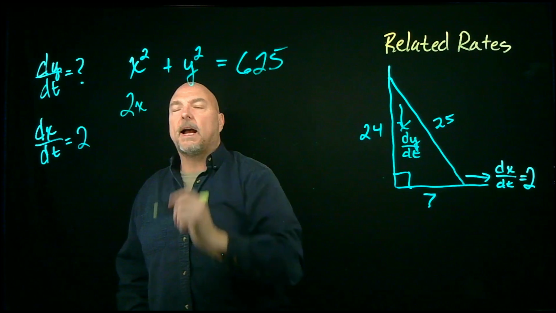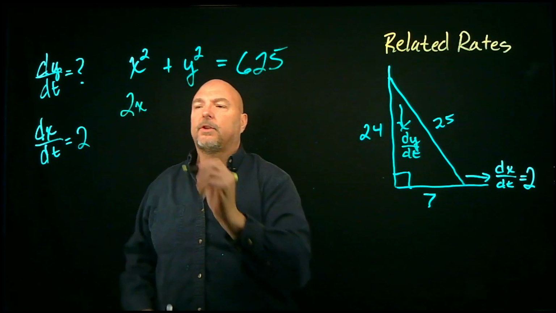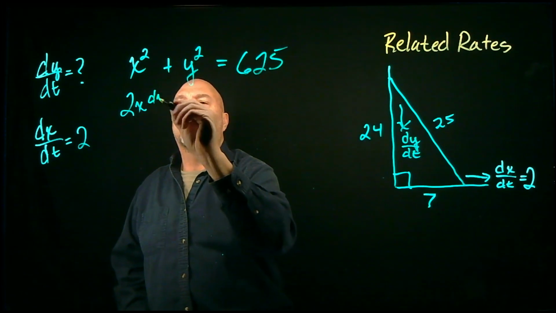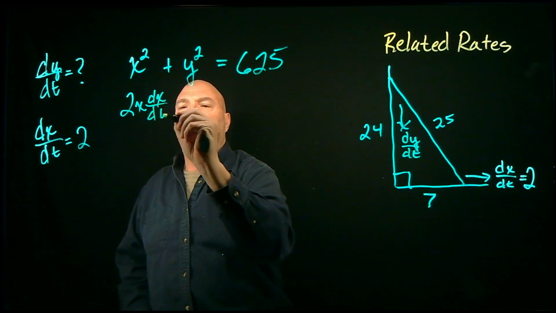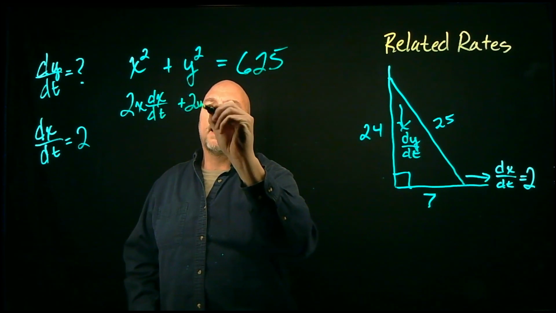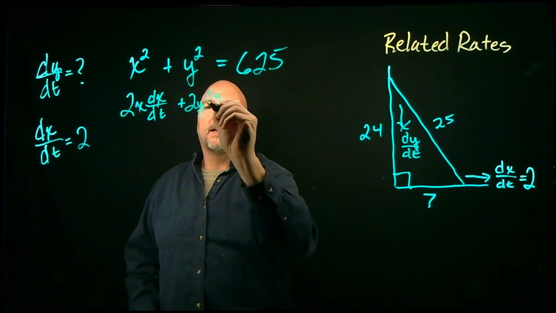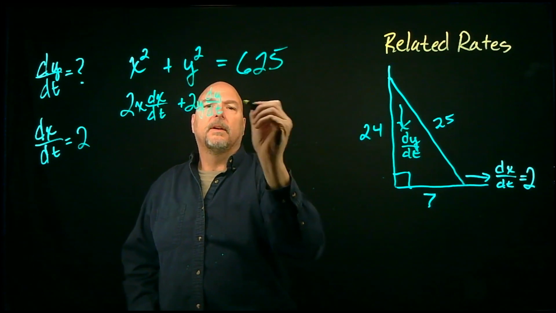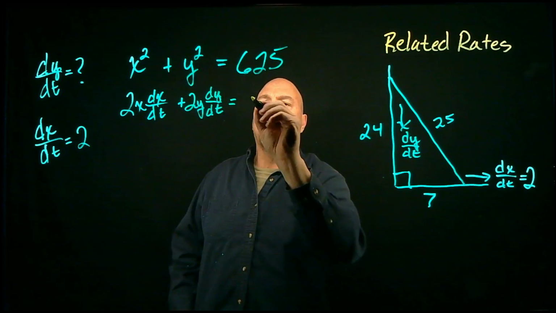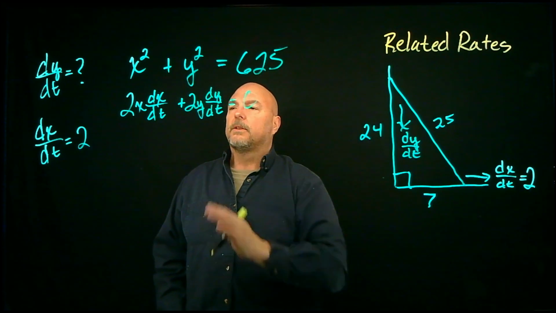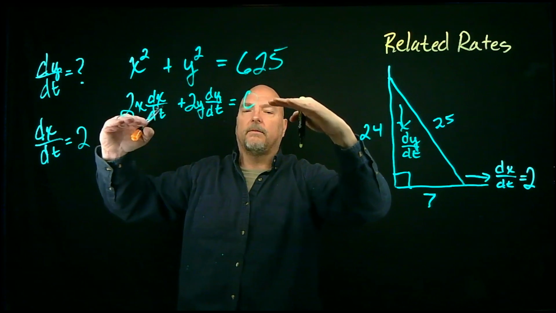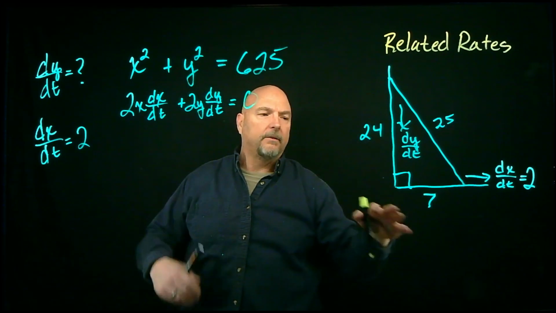So I'm going to have 2x. If I differentiate x squared, I have 2x, and then it's dx/dt. All right, next I have 2y dy/dt. And the derivative of a constant, the derivative of 625, well, that's going to be 0. So now I'm going to make my substitutions. Don't make your substitutions first. Make them after you've differentiated, because you're looking for a rate of change.